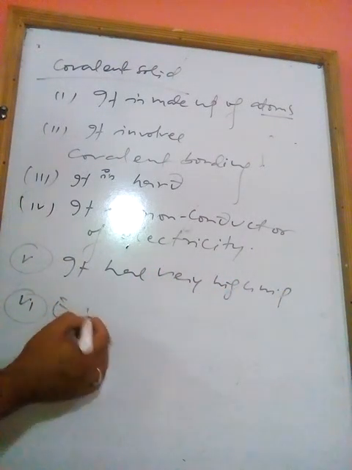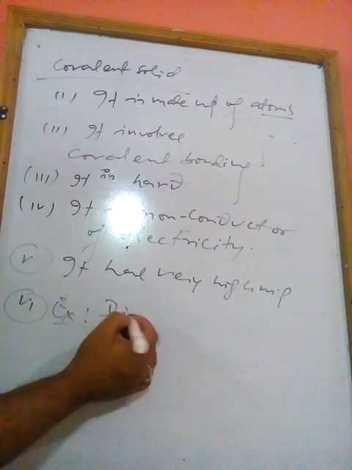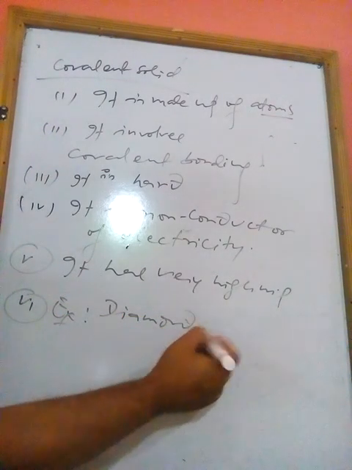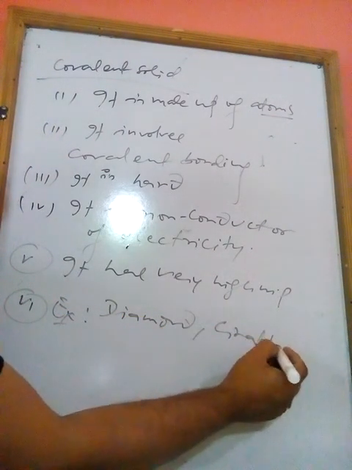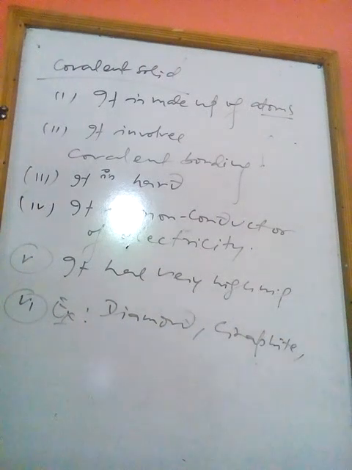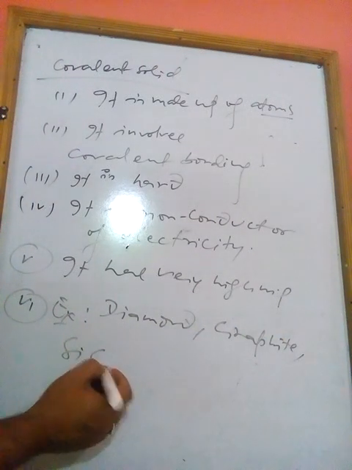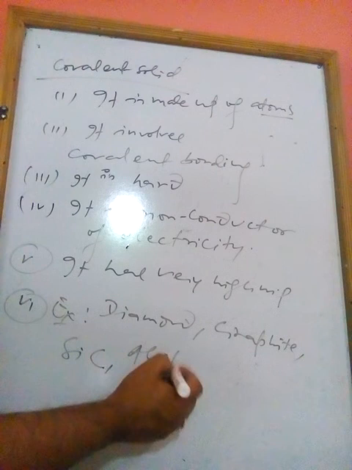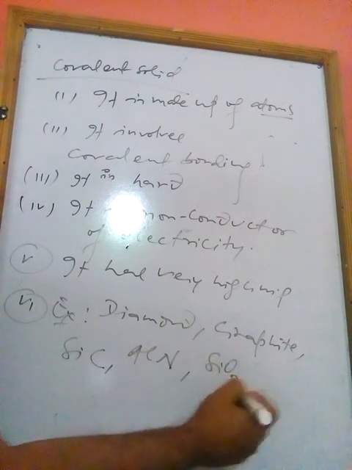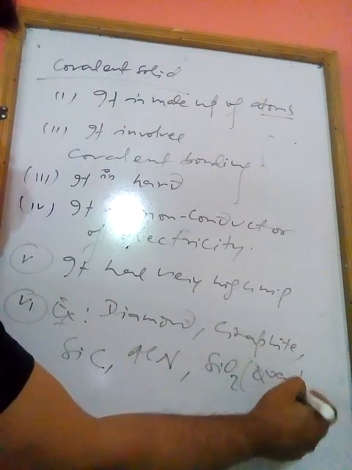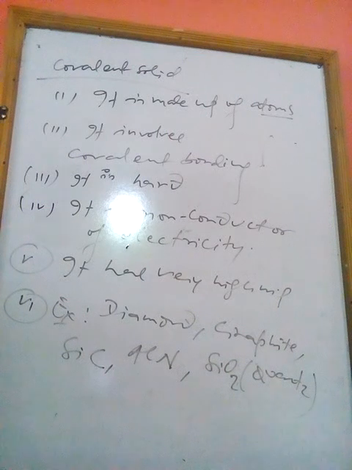Its examples are diamond, graphite, silicon carbide, aluminum nitride, quartz, that is SiO2. These are covalent solids. Even silicon is a covalent solid.